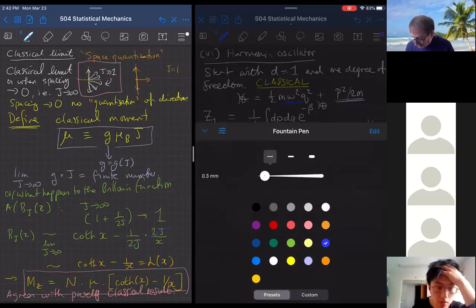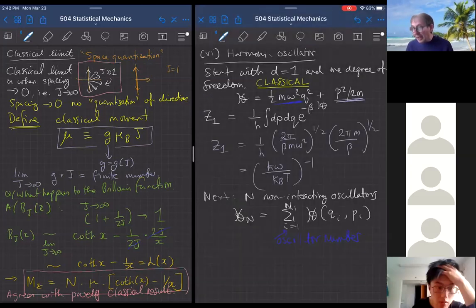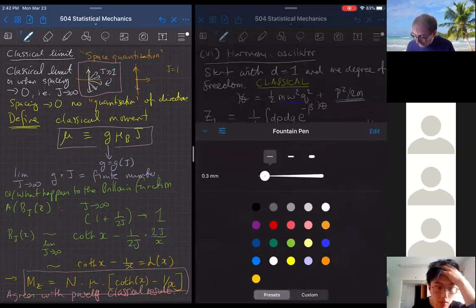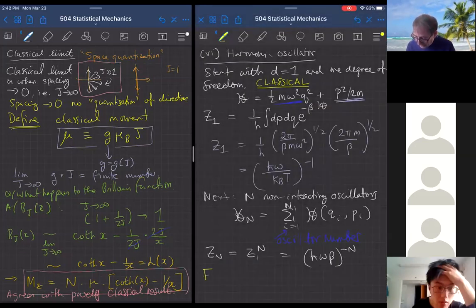And now we can just plug into the formula. That tells you that Zn is equal to Z1 to the power n, and that means it's just h bar omega beta to the power minus n. So again, completely trivial. And then I can write down from this what the Helmholtz free energy is. If I write down the free energy for n oscillators, that's just equal to n kBT times the logarithm of h bar omega over kBT.